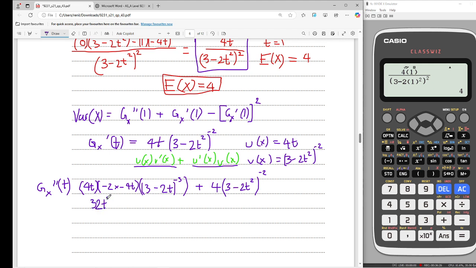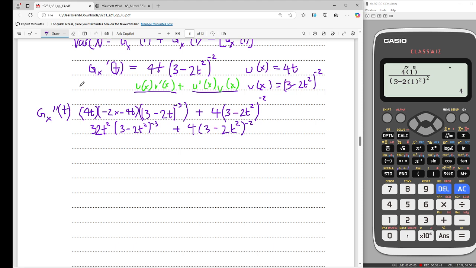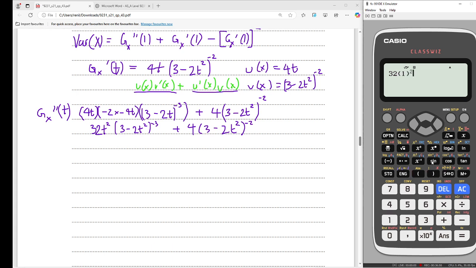32t squared. And then we can just write our equation here, which is 3 minus 2t squared of negative 3 plus 4 times 3 minus 2t squared by negative 2. Okay, now we plug in t equals 1. So let's plug this in. 32 times 1 squared, multiply this with 3 minus 2 times 1 squared, then whole bracket to the power of negative 3. Okay, and that result is 32, and then we add that with this.